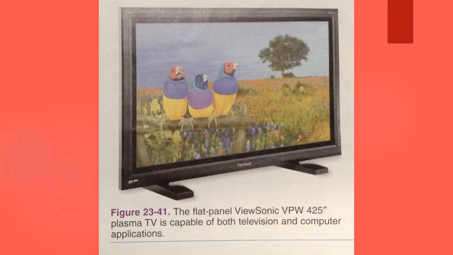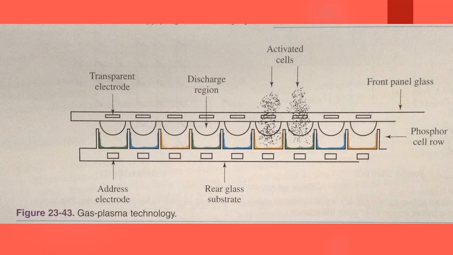A gas plasma display consists of millions of tiny cells sandwiched between two glass plates. See the figure at 23-43. Each cell contains an inert gas and is coated with a phosphorus material of red, blue, or green. Transparent electrodes run horizontally behind the front panel on top of the cells, and address electrodes run vertically along the rear glass panel beneath the cells.